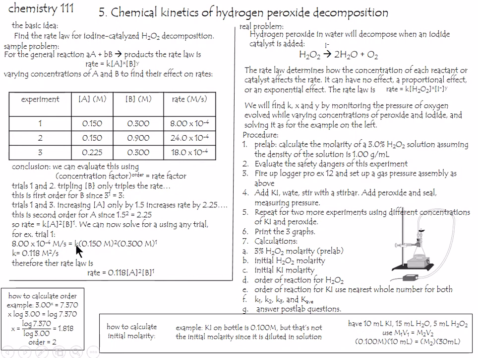It's equal to that rate constant times the 2 concentrations, 0.150 and 0.3. Solve for K and you get 0.118 molar squared per second, so we have the entire rate law, which is the purpose of this experiment. And that would be it for the sample problem.